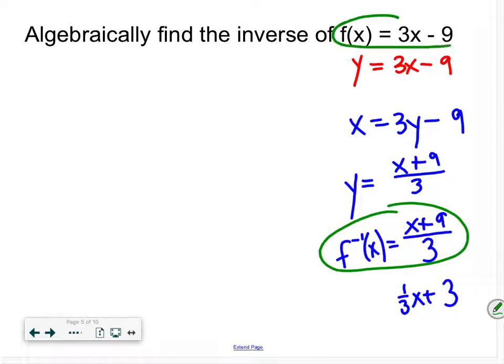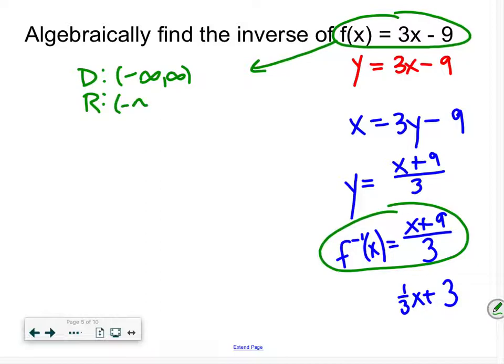So let's go to this original function right here. What kind of function do we have? We have a line, right? Every time, what's the domain of a linear function? All real numbers. If I have a linear function, slope of 3, what's going to be the range? All real numbers. So this one is not that exciting, is it? Because domain's all real numbers, range is all real numbers.